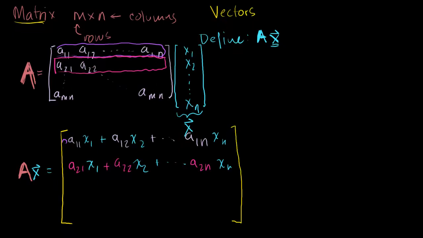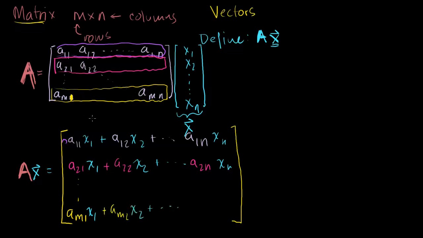And then we keep doing this for every row until we get to the mth row. The mth row will be AM1. Oh, sorry, this is AM1, right? This is the mth row, first column. AM1 times x1 plus, it's hard to keep switching colors, plus AM2 times x2 all the way until we get to AMn times xn.